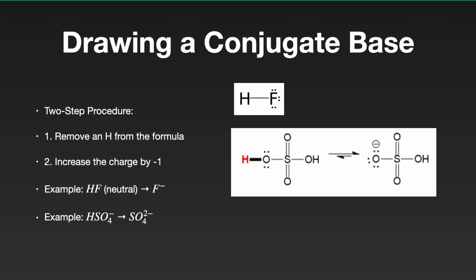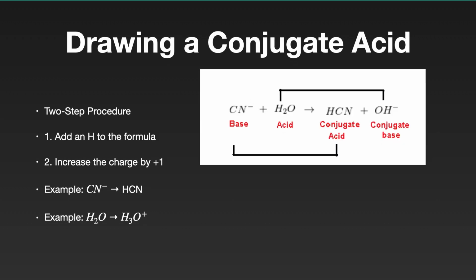If we start with HSO4-, removing the H and dropping the charge from -1 to -2 gives the sulfate ion SO4 2-. To draw a conjugate acid, we simply reverse the process. First, add a hydrogen to the formula. Second, increase the charge by +1. For the cyanide ion, CN-, adding an H and moving the charge from -1 to 0 gives HCN. For water, H2O, adding an H and increasing the charge from 0 to +1 gives the hydronium ion H3O+.